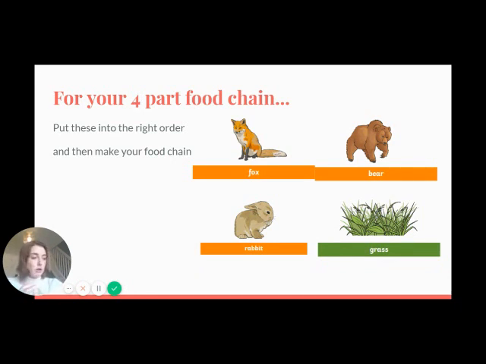So good luck, and send me a picture of your finished food chain. You might like to colour it in as well and have a little bit of fun with it.